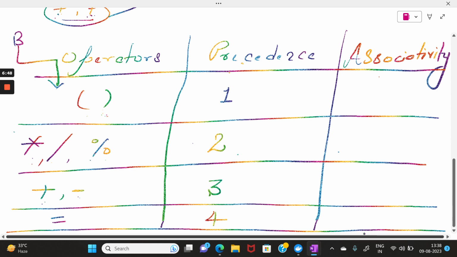But if we look at these three, if these three are present in an expression, then we need to look from left to right. L stands for left and R stands for right. If plus or minus are present in the same expression and you have to compute it, then the computer will start its computation from left to right because of this associativity. But for the equal to operator, it is from right to left.